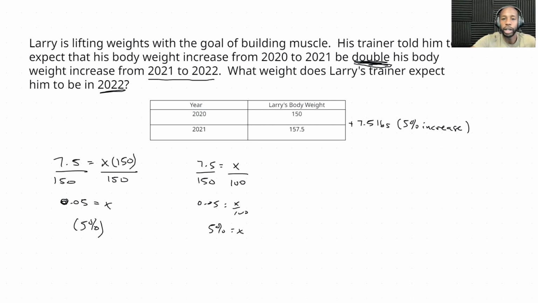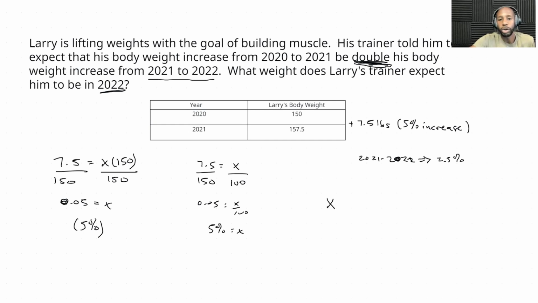So his body weight increase from 2020 to 2021 is double his body weight increase from 2021 to 2022. So this is double the 2021 to 2022 increase. So that means the 2021 to 2022 increase is 2.5%, right? Because this is double this. That's what they just told us. All right. So therefore, what is his final weight going to be in 2022? We don't know that, so I'm going to call that X.